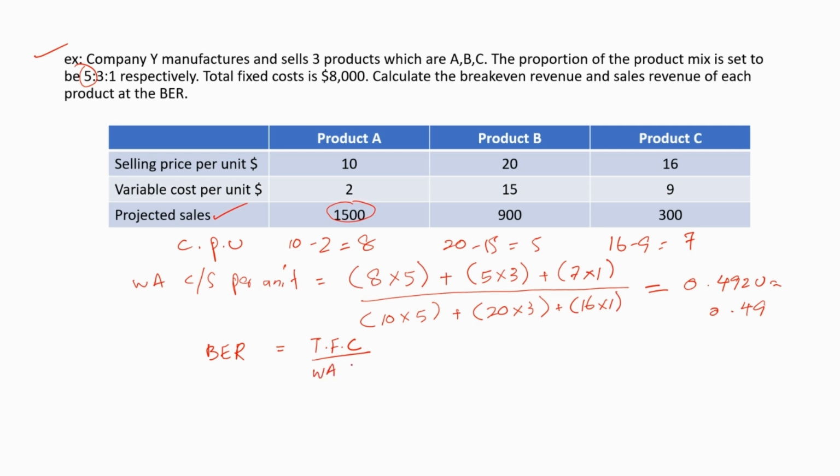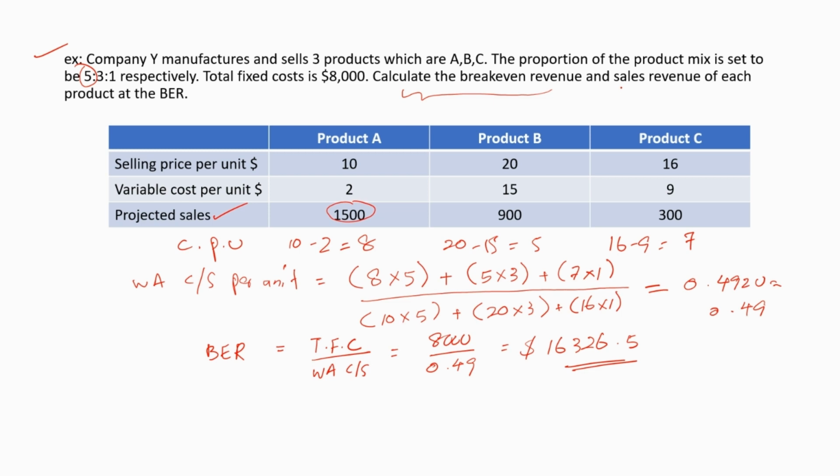Now we can calculate the break-even revenue for multi-product, which is equal to total fixed cost divided by the weighted average CS ratio per unit. So the total fixed cost is 8,000 divided by 0.49. This is equal to 16,326.5. This is a dollar figure. So this is the break-even revenue for the multi-product mix. Now we are done with the first part of this question.